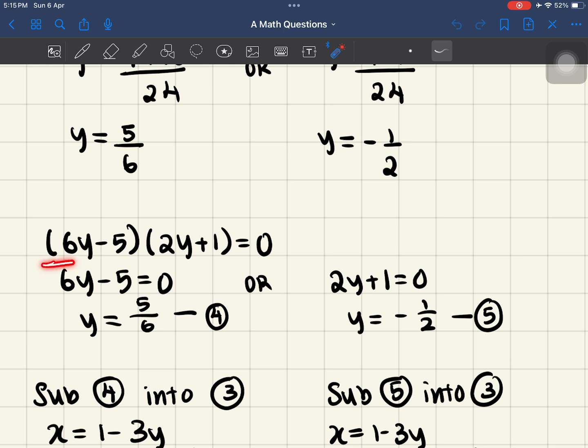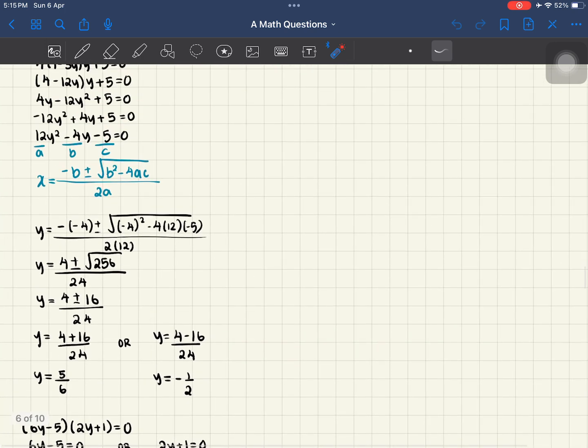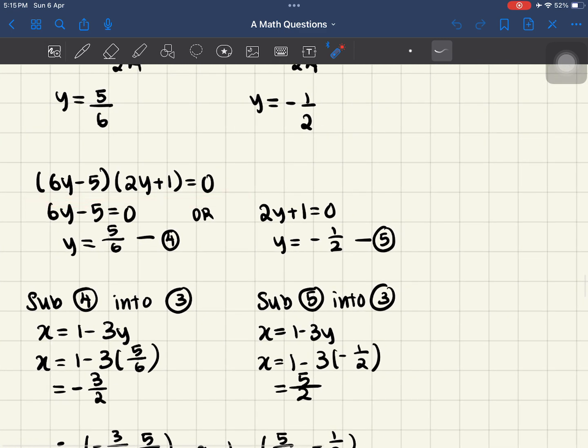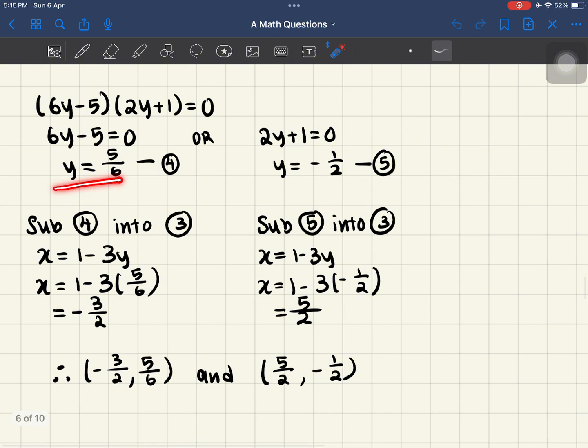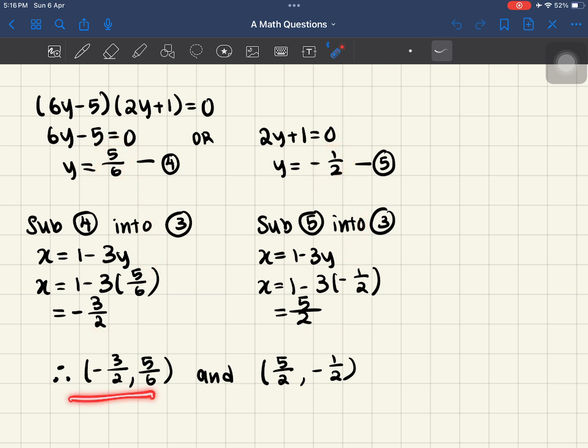I'm just rewriting it in a form that I can expand equals to 0 so that I can show my workings from this statement. 12y squared minus 4y minus 5 equals this simplified statement. And then I'm expanding my y values, and I know that x equals 1 minus 3y. Since I have my y values here, I just sub in here, and then you get your x values, and then you write it in coordinate form or any form that the question asks you to.